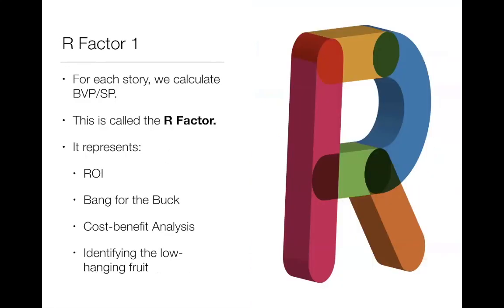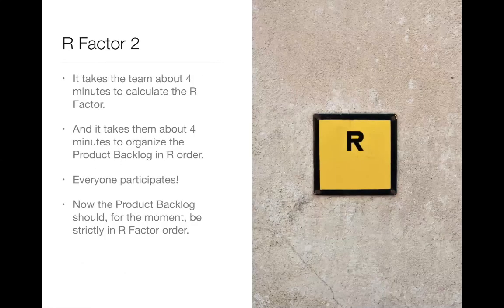Okay, now we have 2 numbers. We can calculate the R factor, which is the business value points on 1 story divided by the story points on that same story. So they calculate that pretty quickly. What does it represent? It represents the ROI of each story. We might call it the bang for the buck, the cost-benefit analysis. We might say, and people do say, that we are identifying the low-hanging fruit. How long does that take? About 4 minutes to do the calculation.